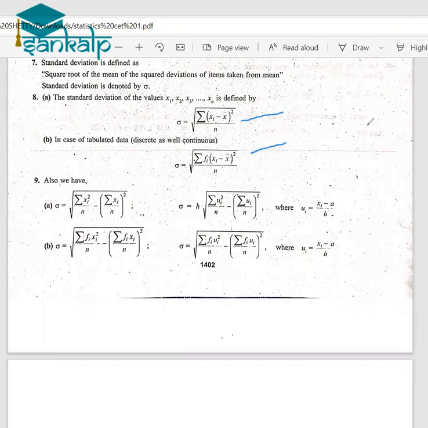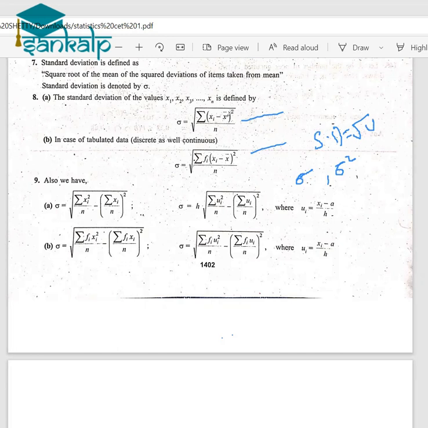And we need to know that standard deviation is square root of variance. Standard deviation we are denoting as sigma, and variance we are denoting as sigma square. So standard deviation is the square root of variance.